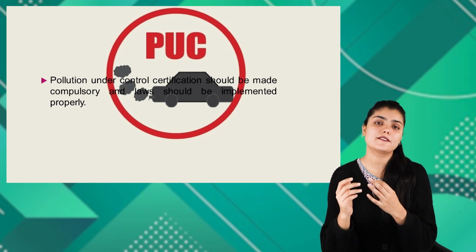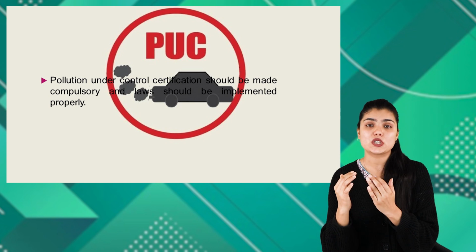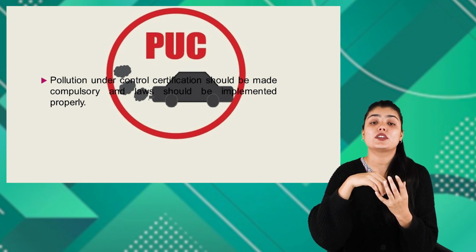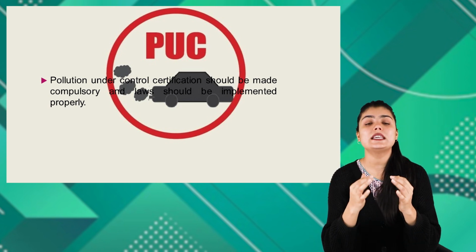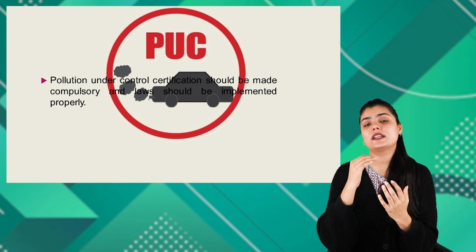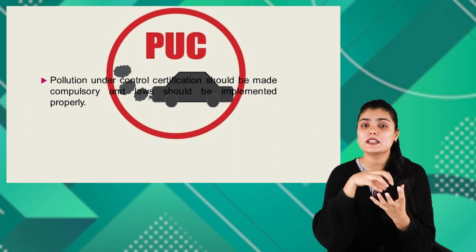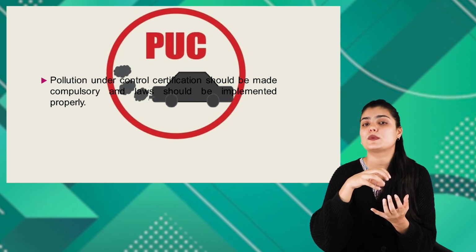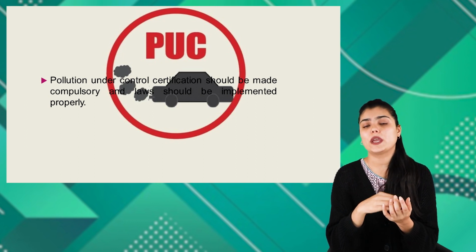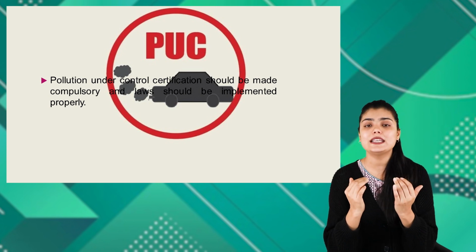What is a PUC certificate? It is a pollution under control certificate. These certificates are usually issued for vehicles to see that the vehicles emit only a certain amount of smoke into the atmosphere. So PUC certificates must be made compulsory and the law must be implemented in a proper way to make sure that pollution is at least controlled.